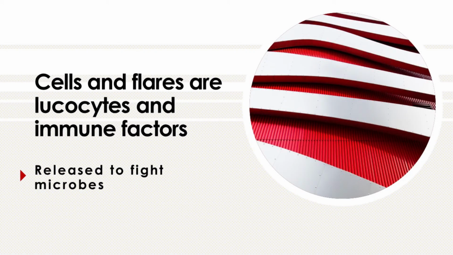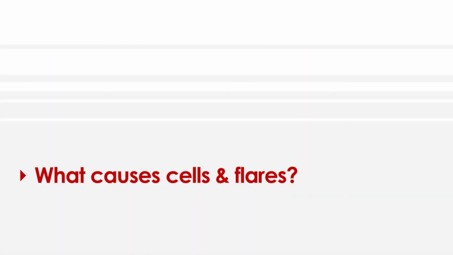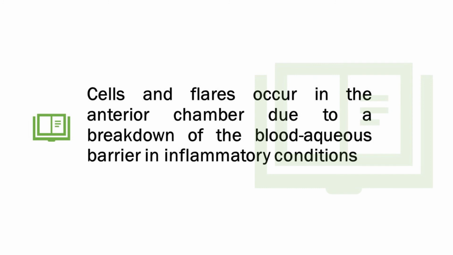Cells and flares are leukocytes and immune factors released to fight microbes. Question number 7. What causes cells and flares? Cells and flares occur in the anterior chamber due to a breakdown of the blood-aqueous barrier in inflammatory conditions.